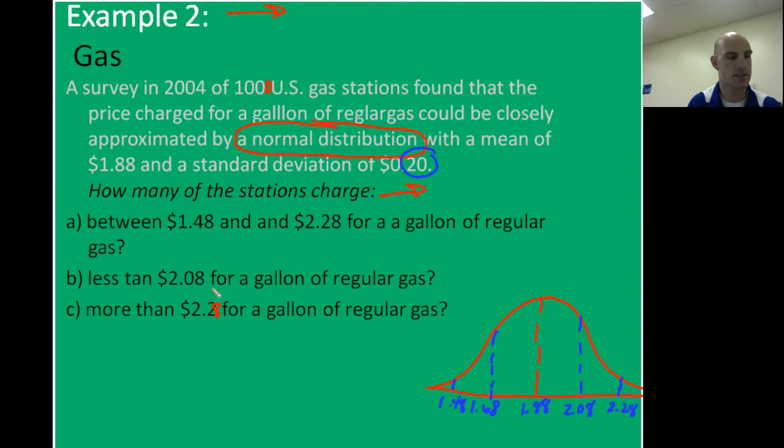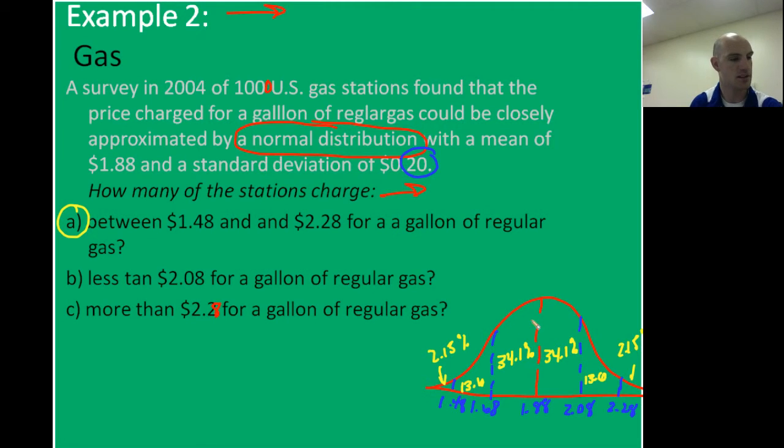If you'll recall from the previous slide, 34.1% fits in here, 34.1% fits in here. This is 13.6, this is 13.6, and here we have 2.15%, here we have 2.15%. All right? The percentages are closely related here. And so when I ask the question, how many gas stations charge between $1.48 and $2.28, all we have to do is add up the percentages.